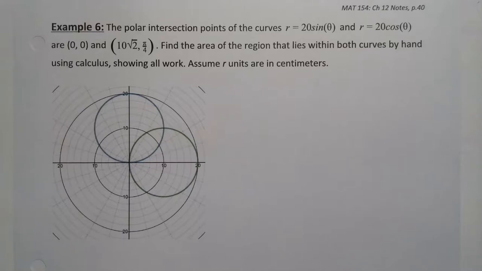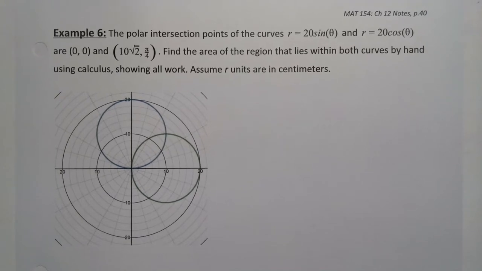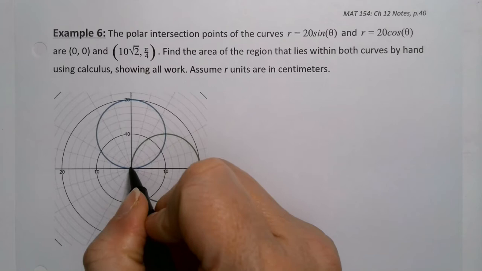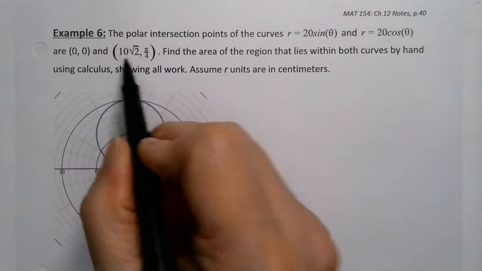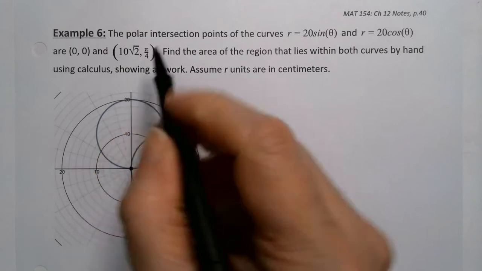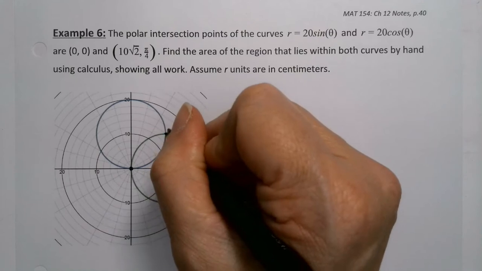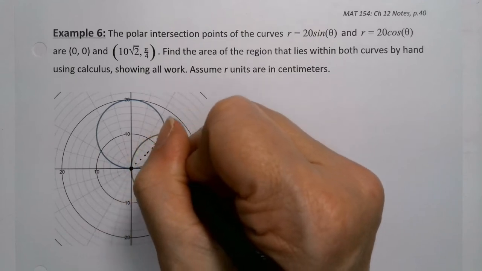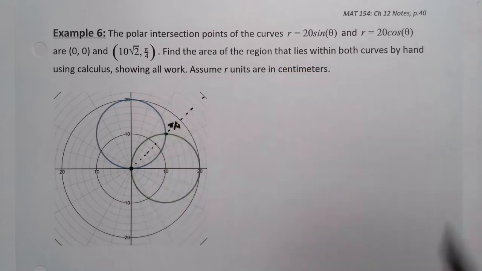So this problem is a little trickier. We want to find the polar intersection of the curves r equals 20 sine of theta and r equals 20 cosine of theta. Now they've very kindly given us the points of intersection right from the start, which is very nice. So we can see that the intersections are 0, 0, which is of course down here, and 10 square root of 2, pi over 4, which is along this line. So we can see that this must be along the ray pi over 4 coming up.